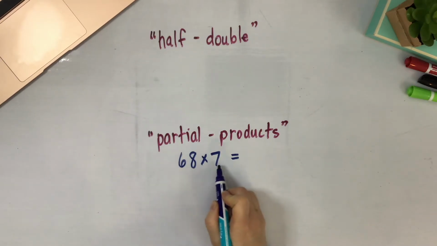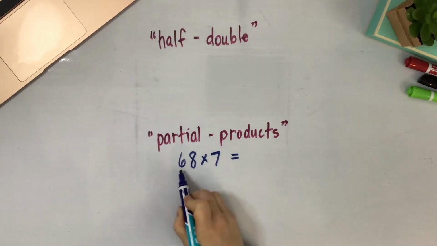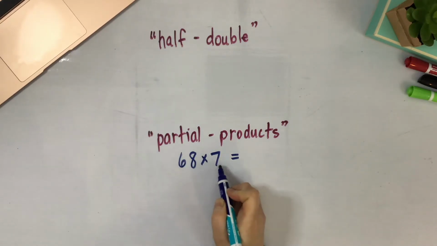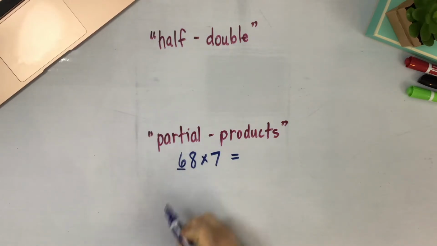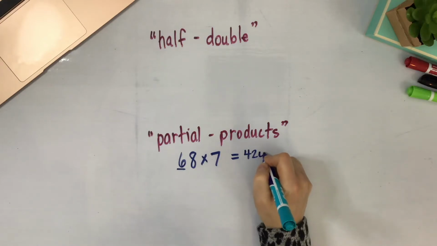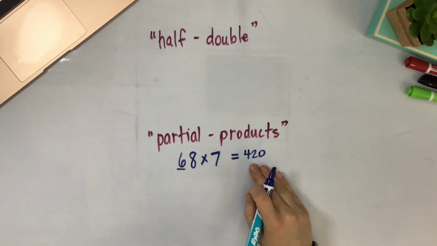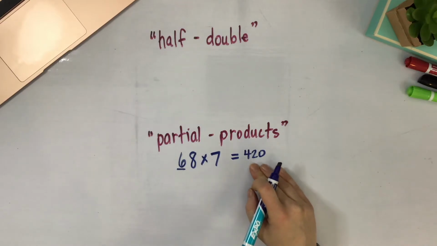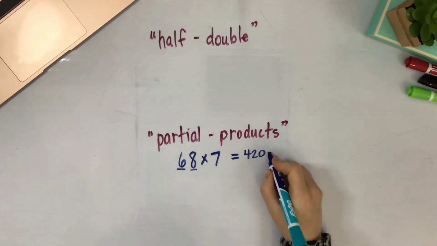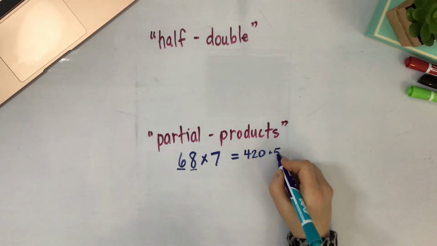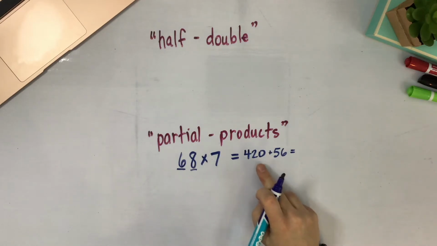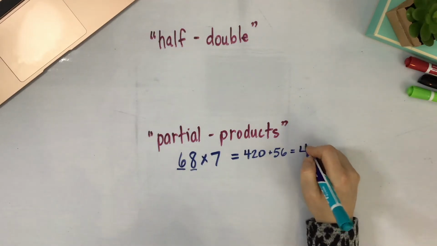So 68 times 7, we're just going to take the large number and multiply it from left to right by the smaller number. So first I have 60 times 7 is 420. Maybe you can just hold this in your head, or maybe you need to jot it down while you're still getting used to the strategy. And then I will do 7 times 8, which is 56. And I'll put those two pieces together in my head. So 476.